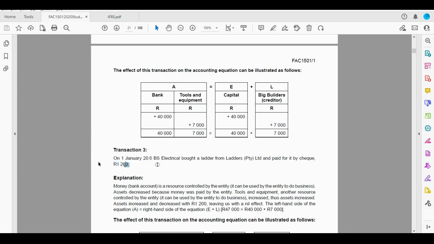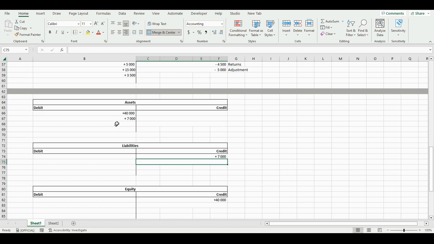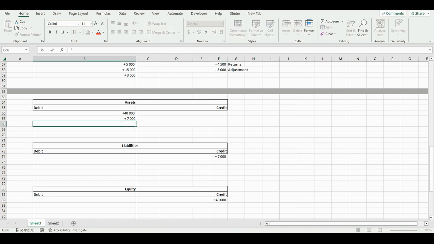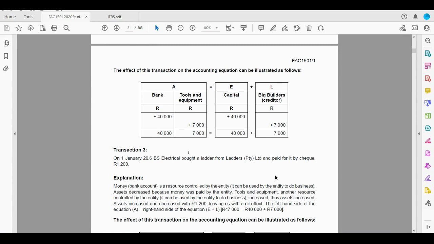So if it's an asset, we're buying more assets, so assets are going up 1,200. They always go up on the debit side. Let's read the story to get the full story. But he paid by check. A check is as good as cash. You don't owe anyone. You go, you sign a check. I don't know if you've seen a check, but a check is as good as cash.